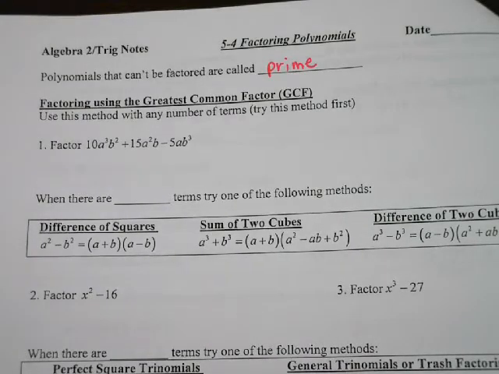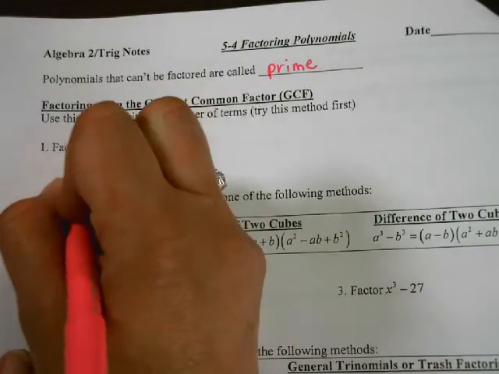So the very first thing that we always do when we try to factor is we look to see if they have something in common. So it says factoring using the greatest common factor. Use this method with any number of terms and try it always first. So we're just going to see if there's something in common. Could I divide something out of 10a cubed b squared plus 15a squared b minus 5ab cubed? There's a 5, right? Every one of them has a 5 in common.